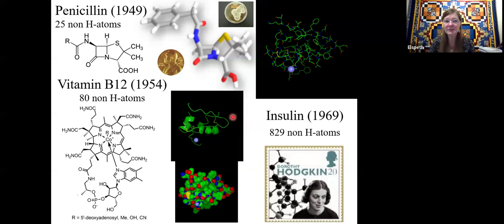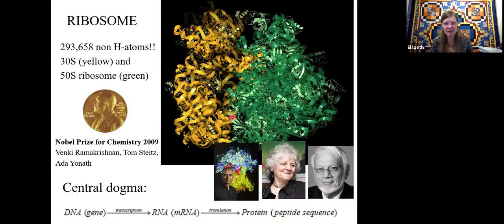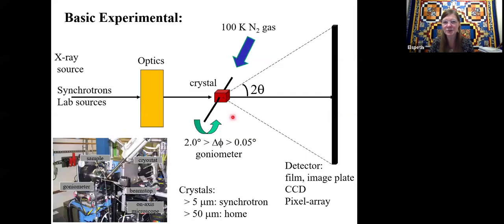And then she solved vitamin B12. That was 80 non-hydrogen atoms. And then insulin, which was 30 years' work, 829 non-hydrogen atoms. But just to put you in the picture of what's possible these days, the 2009 Nobel Prize went to the people who did the structure of the ribosome, which was Venki Ramakrishnan, Ada Yonath, and Tom Steitz. And that had 293,658 non-hydrogen atoms. So we can really do X-ray crystallography now on the most enormous structures.